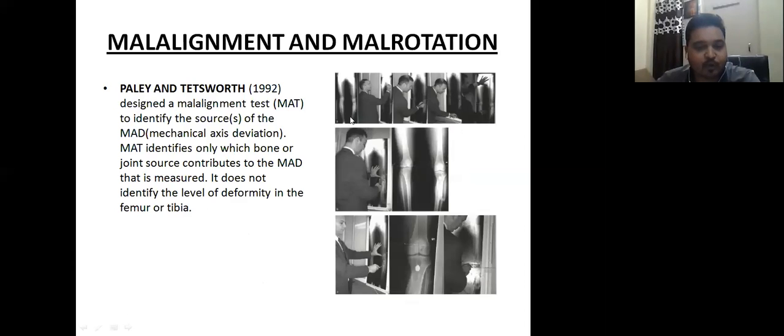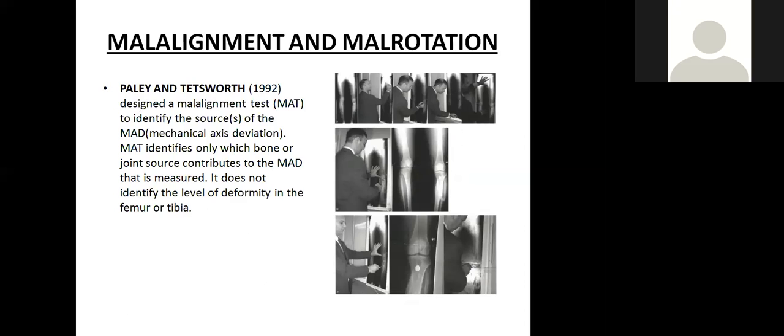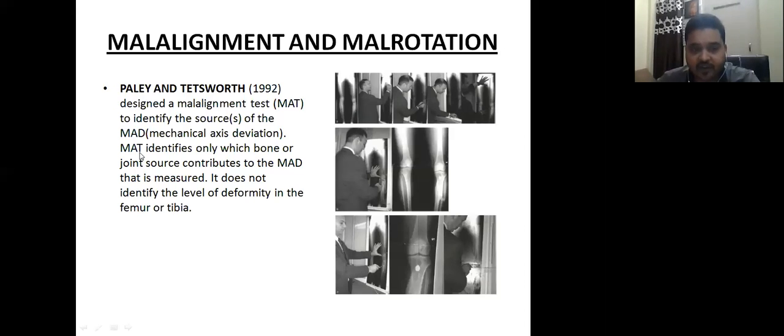So this is Professor Paley from his book. The photo is taken from the book, and the earlier type from which he used to draw and measure the angles and do the correct deformity planning. So Paley and Tetsworth in 1992 designed a malalignment test to identify the source of mechanical axis deviation. The mechanical axis test identifies only which bone or joint source contributes to the mechanical axis deviation that is measured. It does not identify the level of deformity in the femur or tibia.